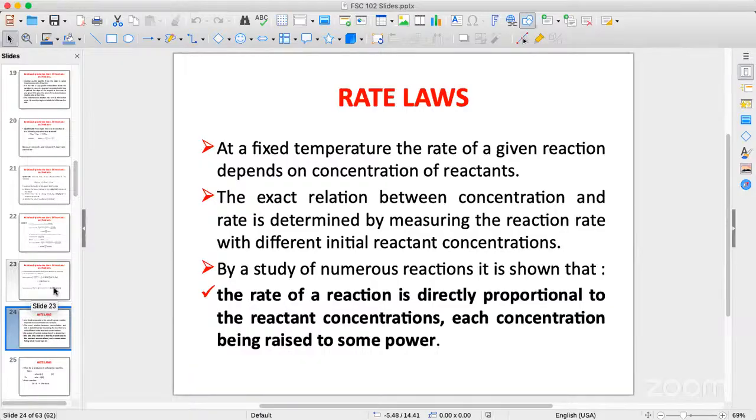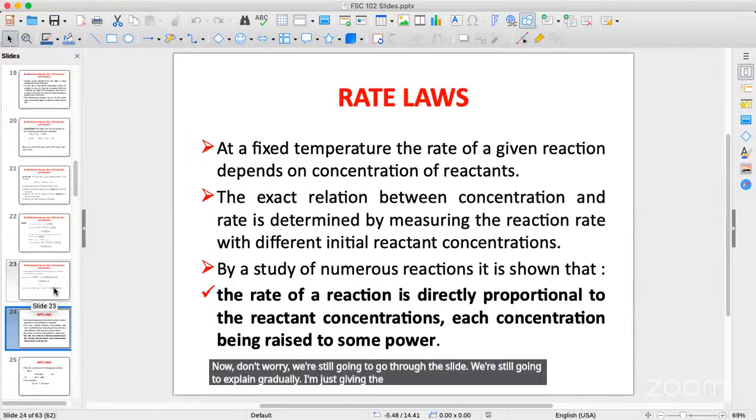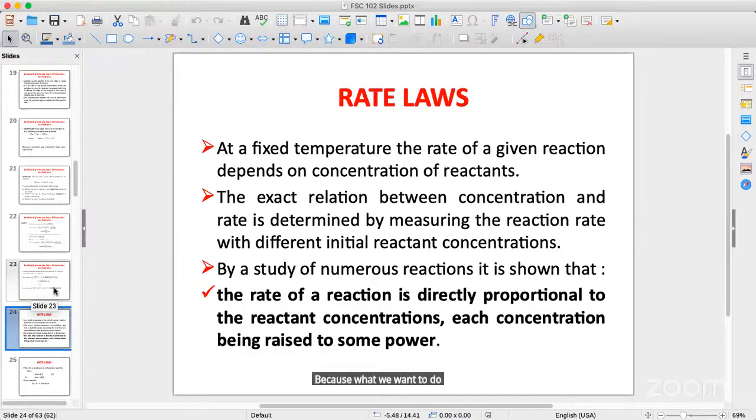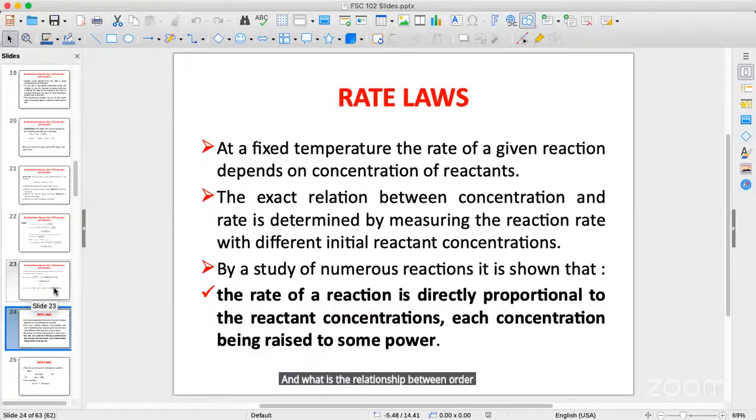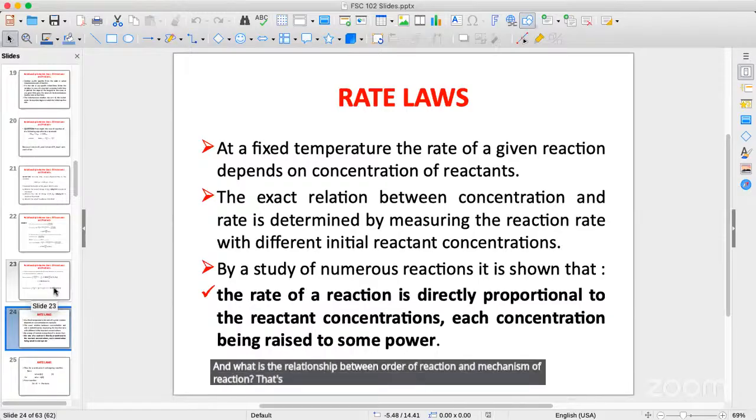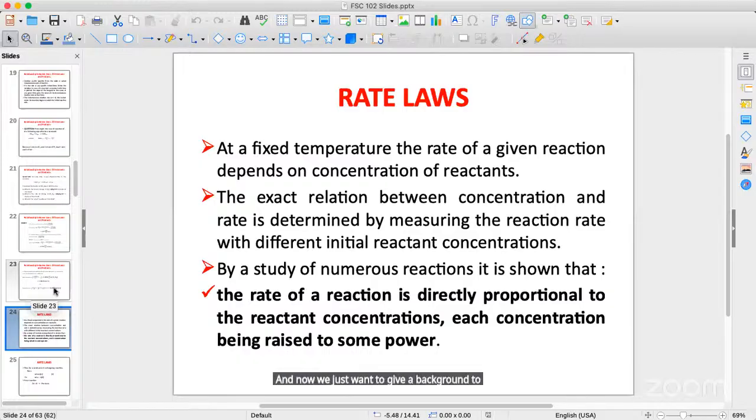Now, if the window is the concentration of your reactant, what is the sequence? Don't worry, we're still going to go through the slide. We're still going to explain gradually. I'm just giving a background to what our conversation is going to be about, because sometimes it is easier for students to follow when they know where you are going. What we want to do this morning is more about how we use concentration and rate of reaction to determine the order of reaction, and what the relationship is between order of reaction and mechanism of reaction. That's what our conversation this morning is all about.